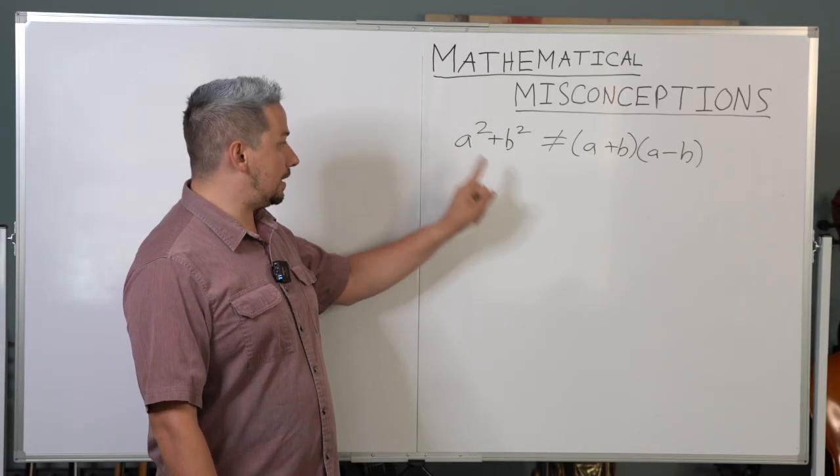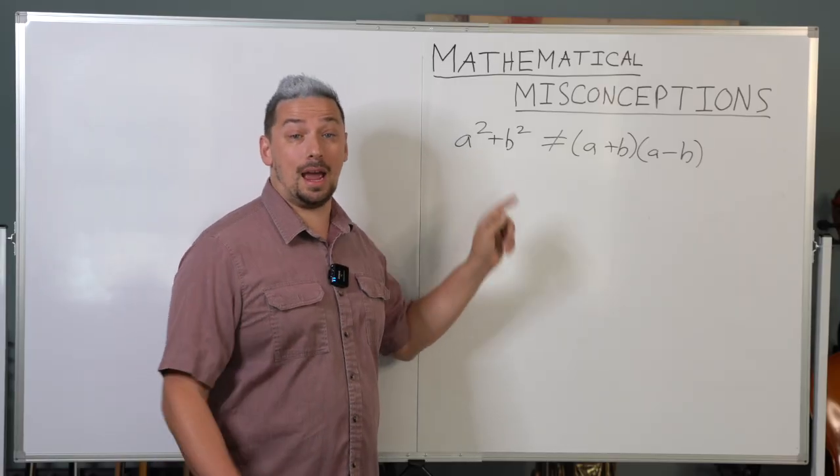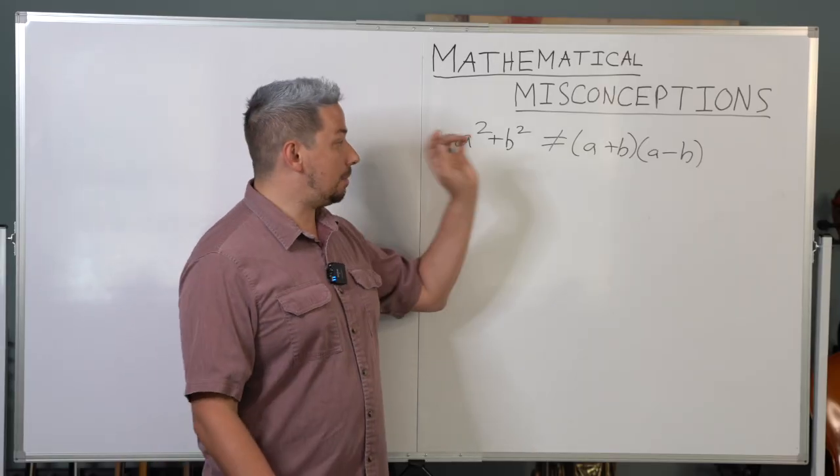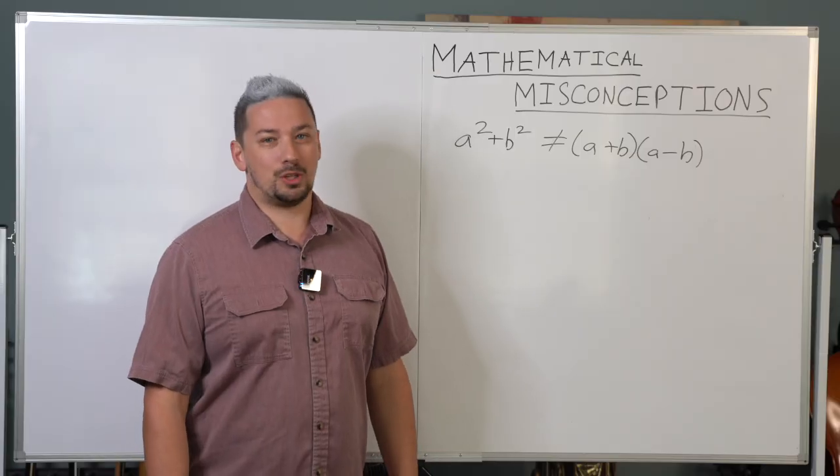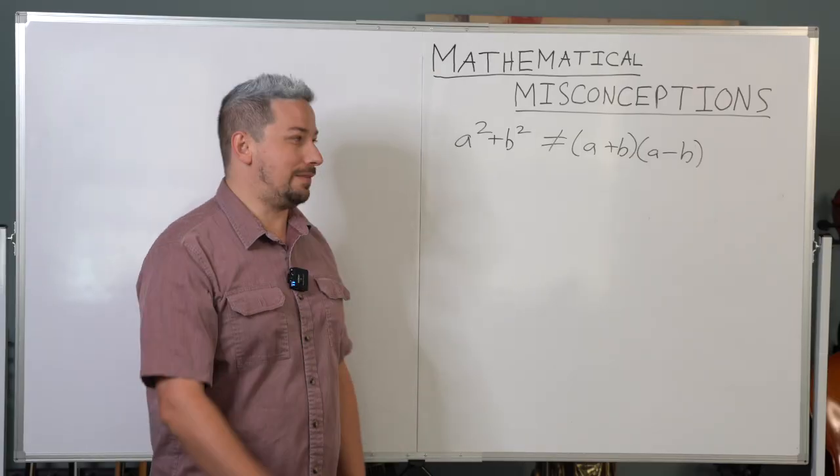In Algebra 2, this is where you get into the sum of perfect squares, and you have to factor it a little bit differently compared to what we see on the right-hand side. So if we're ready to explore this mistake, let's dive in.